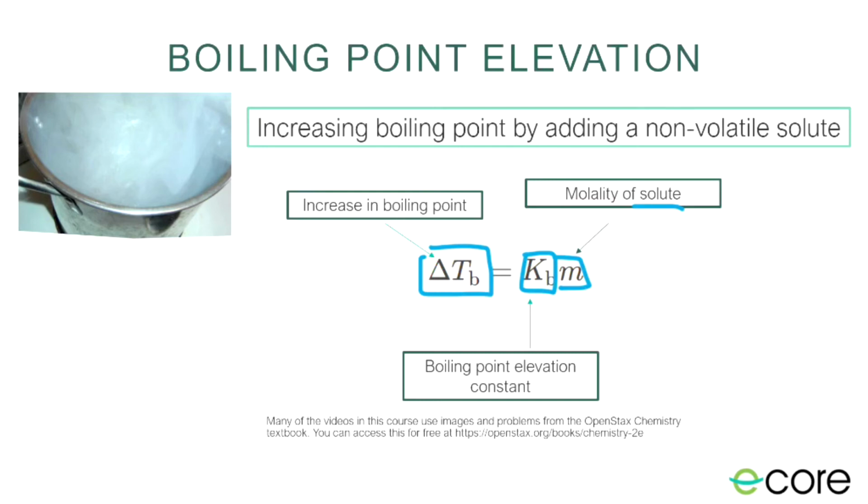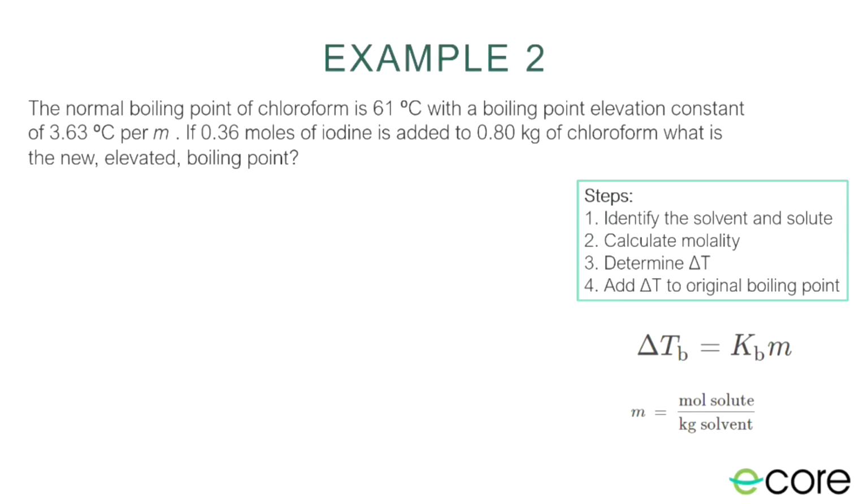And so we'll have to calculate that often if we're going to see how much a boiling point has changed. The whole idea here is we're adding a non-volatile solute, and the boiling point is changing. Let's do an example problem there. The normal boiling point of chloroform is 61 degrees Celsius, with a boiling point elevation constant of 3.63 degrees Celsius per molality. If 0.36 moles of iodine is added to 0.8 kilograms of chloroform, what is the new elevated boiling point? Okay, that's a lot.